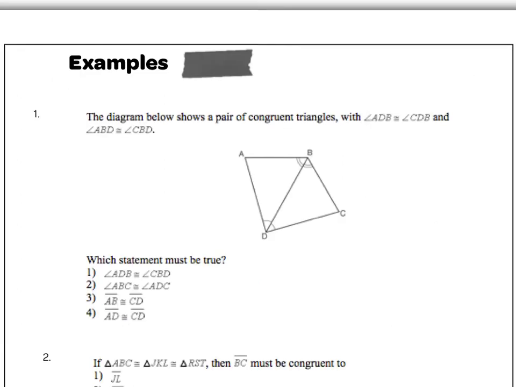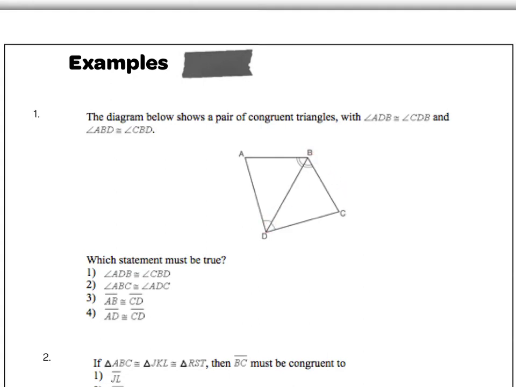So here's our first example. It says, the diagram below shows a pair of congruent triangles. Angle ADB is congruent to angle CDB, and angle ABD is congruent to angle CBD. So let's just make sure that we can see those in the picture. We've got ADB, that's right here, and that's congruent to CDB. We see those with markings. And then we've got ABD congruent to CBD.